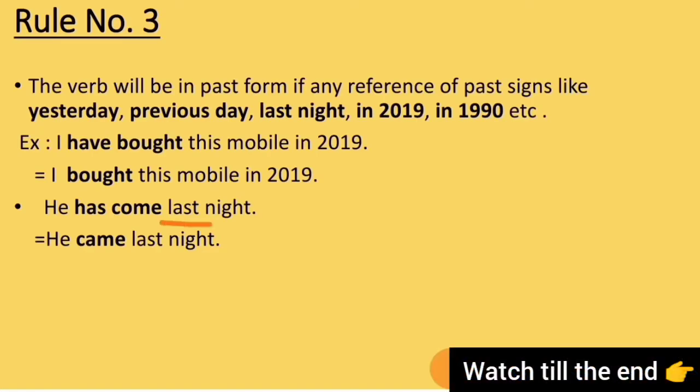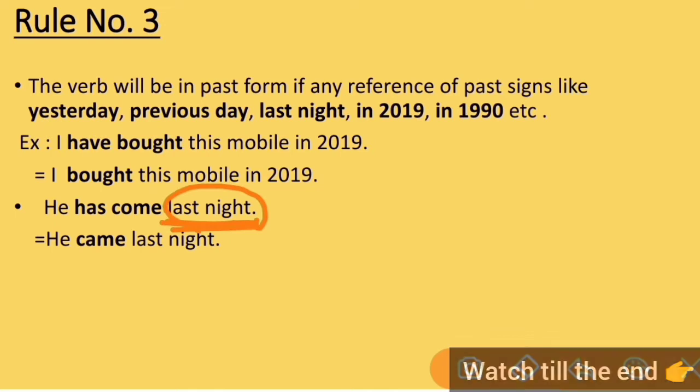Here we can see that "last night" is a past reference, so it will be "came" instead of "has come." Okay.